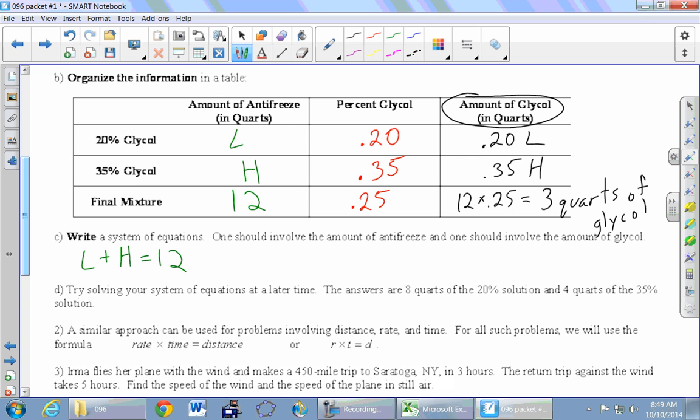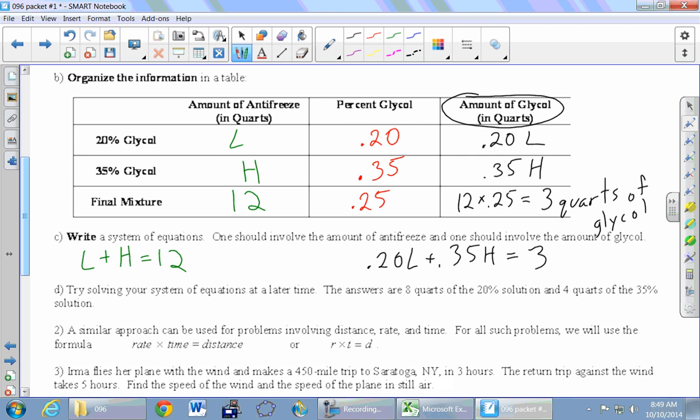Our other equation comes from the last column in black. What equation do we get from there? 120L plus 0.35H equals 3. It's the amount of glycol from the first thing plus the amount of glycol from the second thing had better give us exactly the 3 quarts that we needed at the end. So those are our 2 equations.